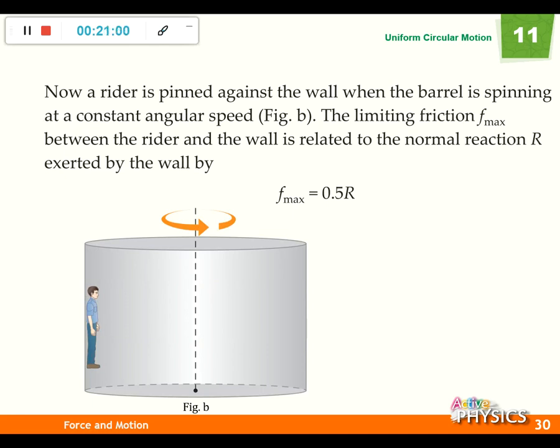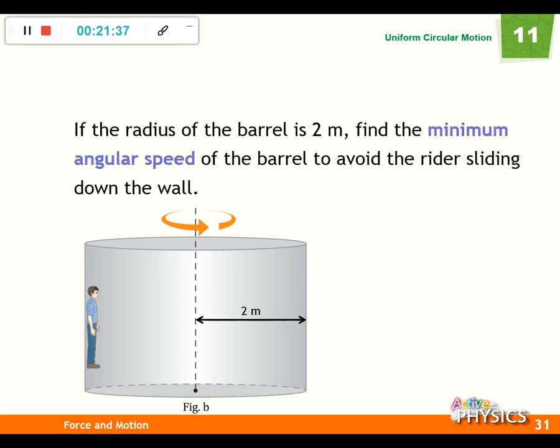And now a roller, a rider is pinned against the wall. It means that this man will stick on the wall. But why? Here, when we draw the free-body diagram, this man will be like that. The maximum friction between the rider and the wall should be related to the normal reaction times 0.5. Usually, this will be given to you in the examination question.